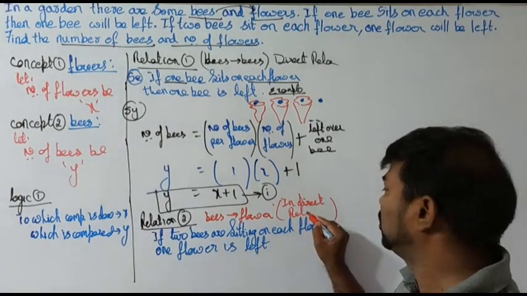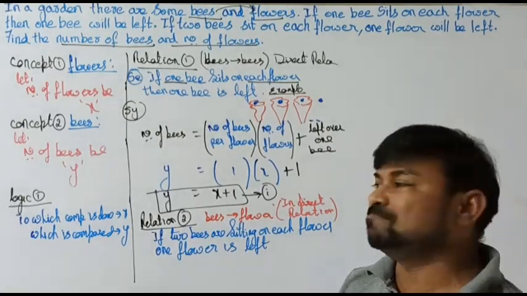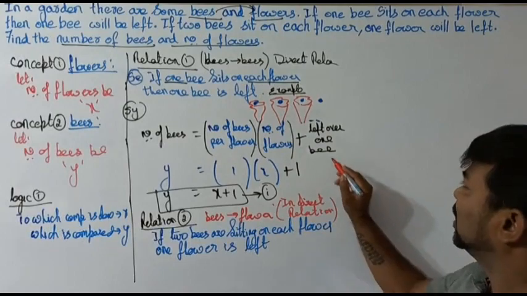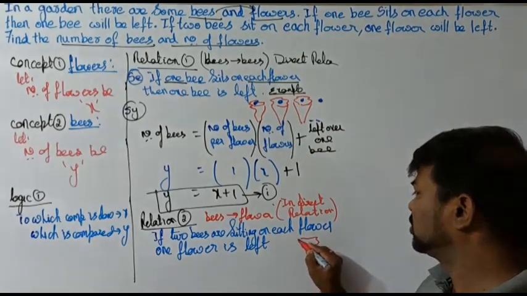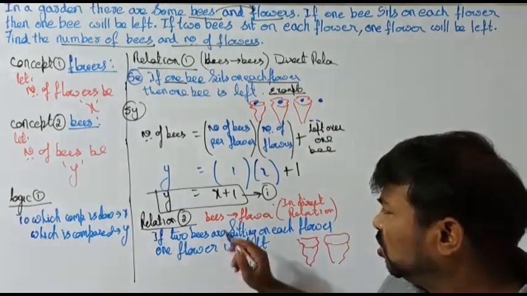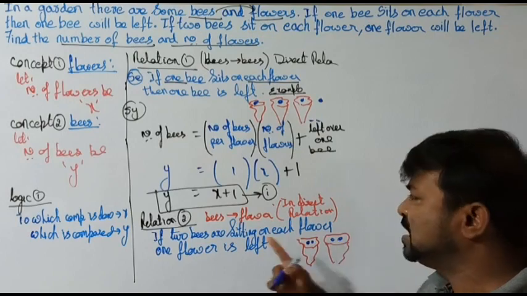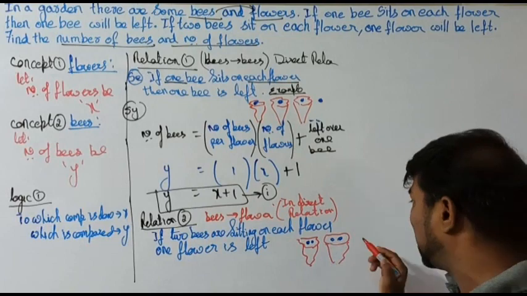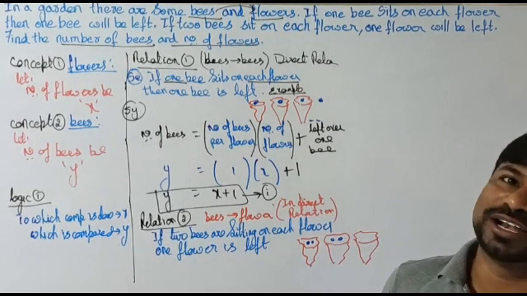Whatever it might be, we have to convert it in terms of an equation, not in terms of symbols. Just for your benefit, I like to give an example. Say this is a flower, and we are not sure how many flowers there are. How many are sitting on each flower? He is talking about 2 bees. If 2 bees are sitting on each flower, 1 flower is left. This is the flower in which there are no bees sitting. This is what he is saying.